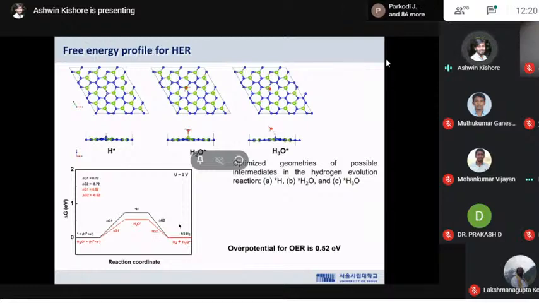Since the free energy profile for hydrogen evolution reaction, we calculated along two different pathways, along adsorbed hydrogen and along adsorbed H3O. So from here we can see that the hydrogen evolution reaction will proceed via the H3O pathway because the free energy is lower than that. Then the overpotential of this HER is around 0.52.